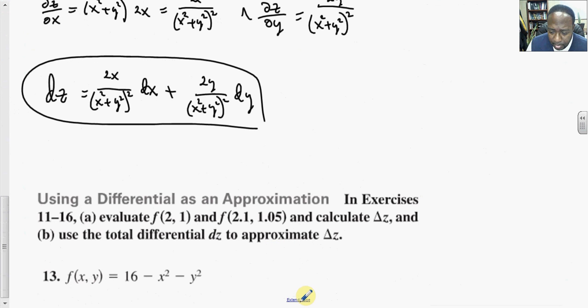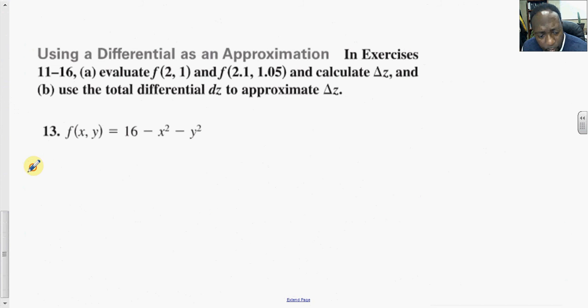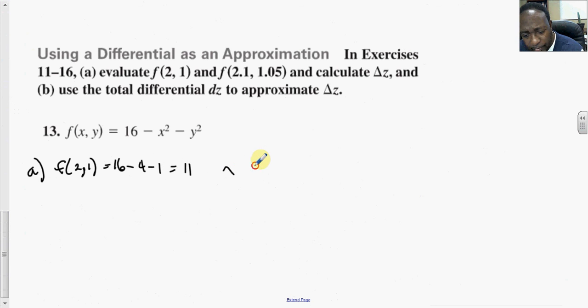Secondly, let's look at a problem where they want you to compare the increment with the total differential. For part A, it says find f of 2 comma 1. So this is 16 minus 2 squared, which is 4, minus 1 squared, which is 1. So here we get 11. And find f of 2.1 comma 1.05, the increment displacement.